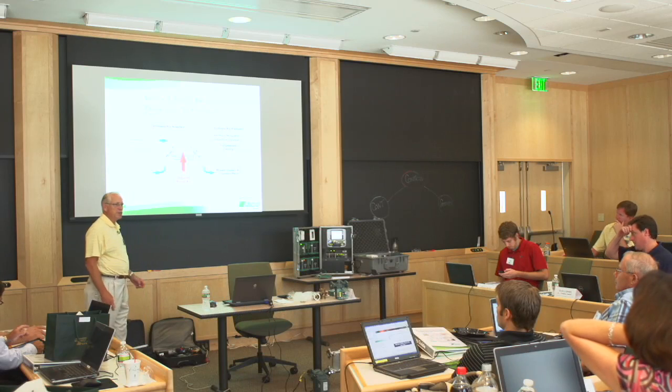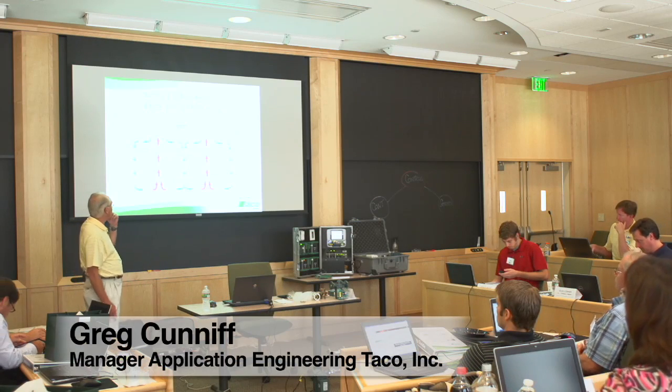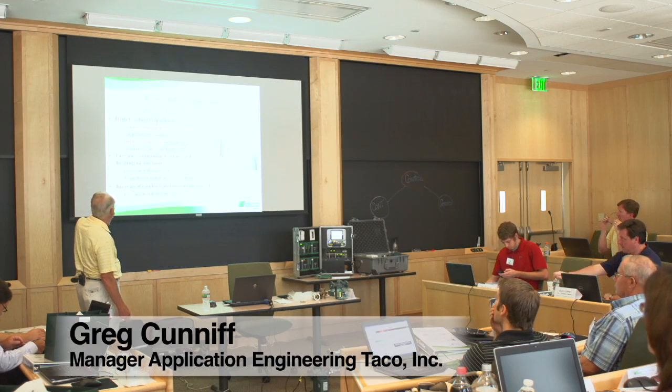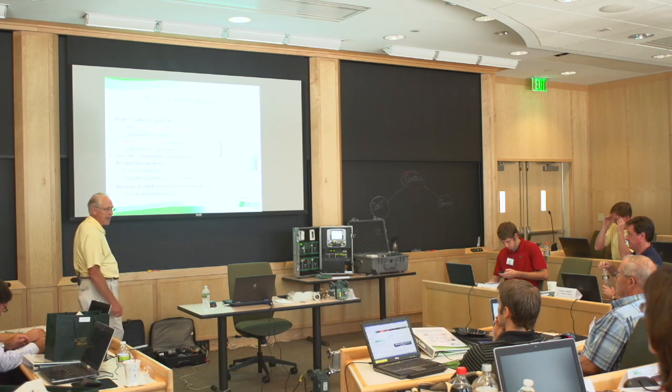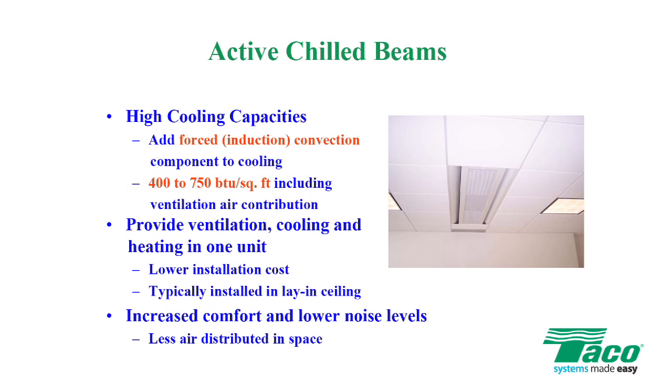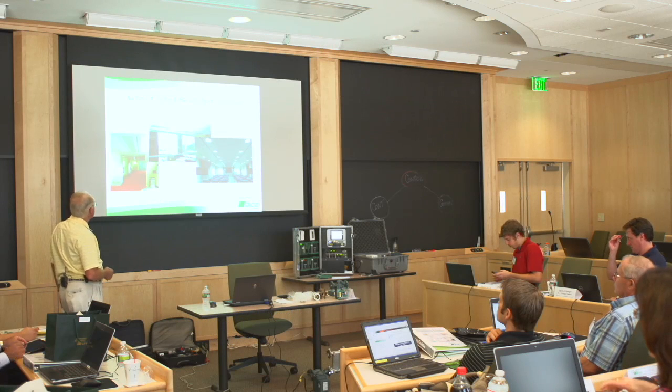There's your active chill beam. We talked a little bit about how we apply that. The biggest thing about active chill beams is the capacity. We're bumping that to 400 BTUs a square foot versus that radiant panel up there, which is about 40 BTUs a square foot. So you get 10 times the capacity out of an active chill beam as a typical radiant cooling panel. And here's some applications.